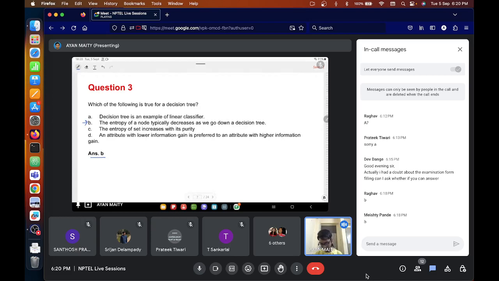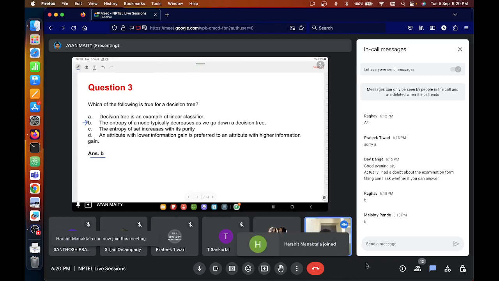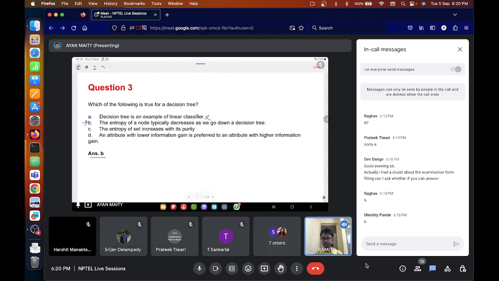So the first option, decision tree is an example of linear classifier, is certainly not right. Decision tree can model any kind of data. It's not just linear classifiers. It can create non-linear classifiers or non-linear regressors also. And option B, the entropy of a node typically decreases as we go down a decision tree, is the correct answer.